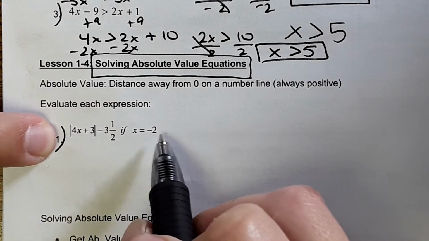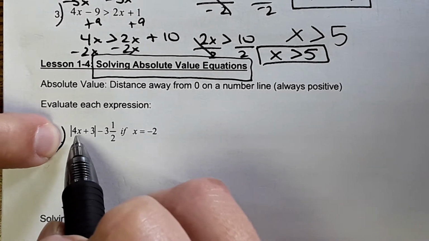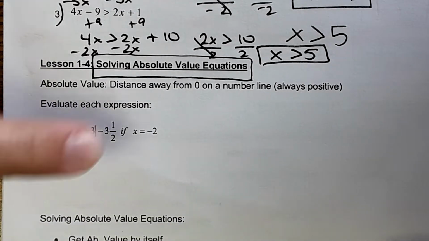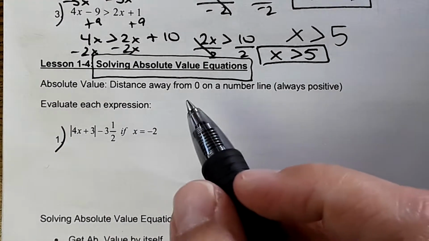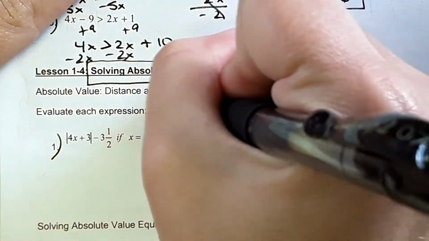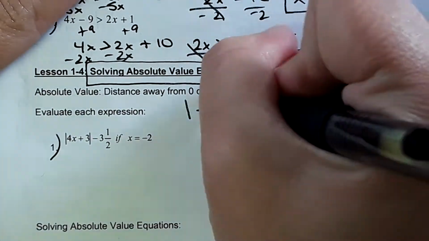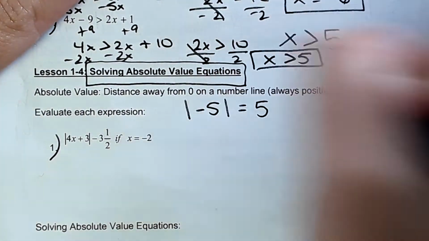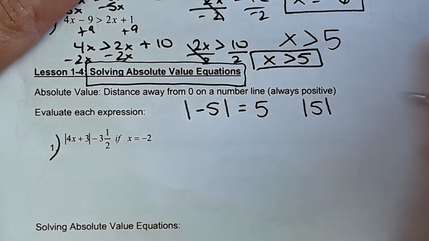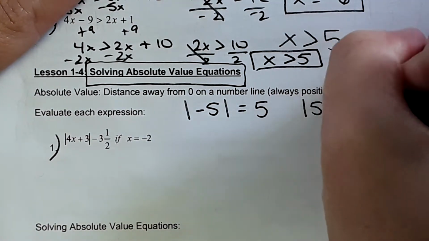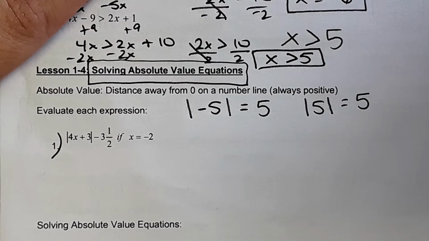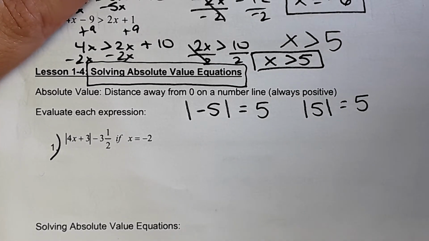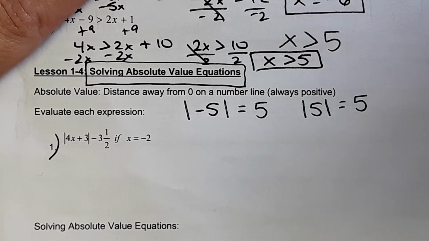And it tells us x equals negative 2, so all we're doing is plugging in that negative 2 and then solving this equation. Remember, absolute value makes everything positive. If you have a negative 5 within the absolute value symbol, it would be positive 5. If you have a positive 5 within the absolute value, it just equals 5. Absolute value by definition is the distance from 0. Distance can't be negative, so therefore absolute value symbols come into play.